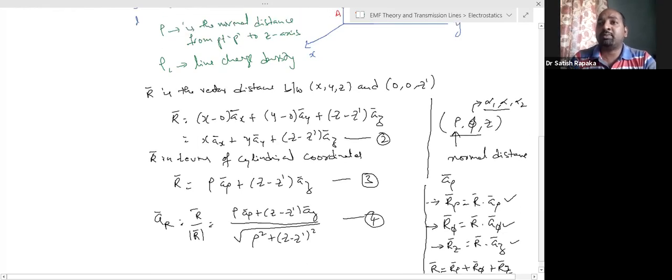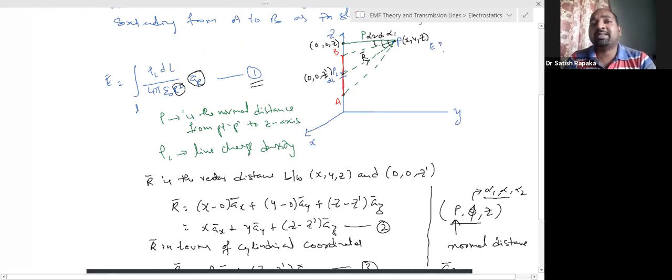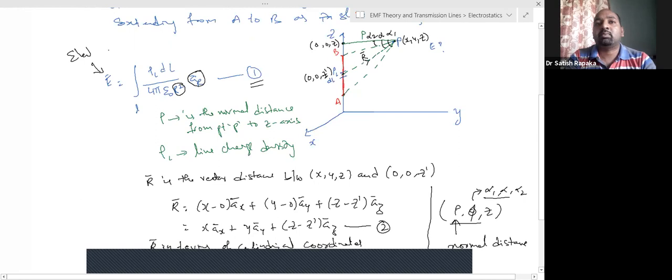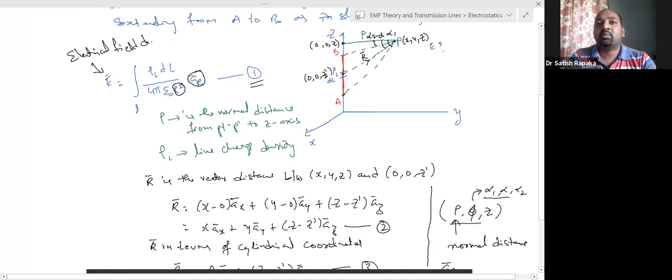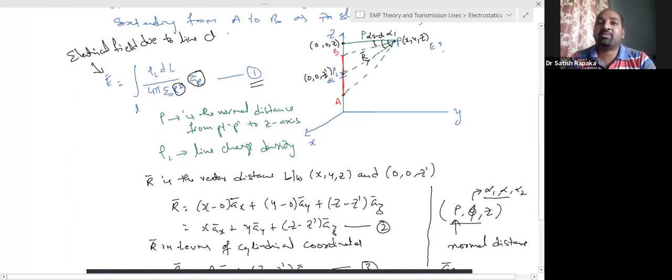So once again let me go back and explain what I have considered so far. Here you can see the figure. Equation 1 is the electric field due to line charge, right? So this is the electric field due to line charge.